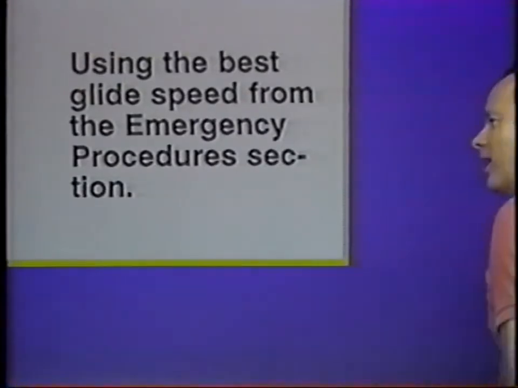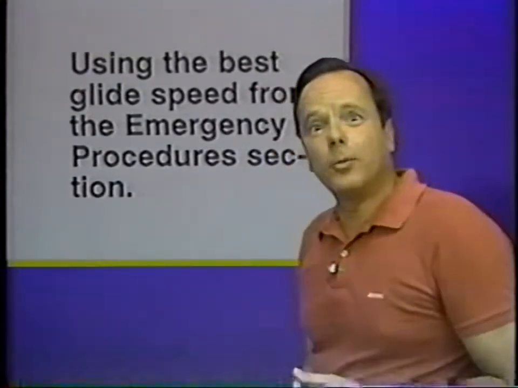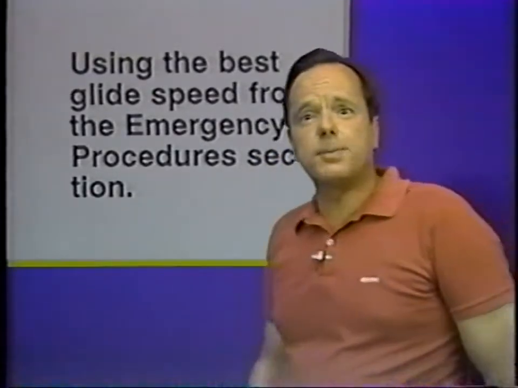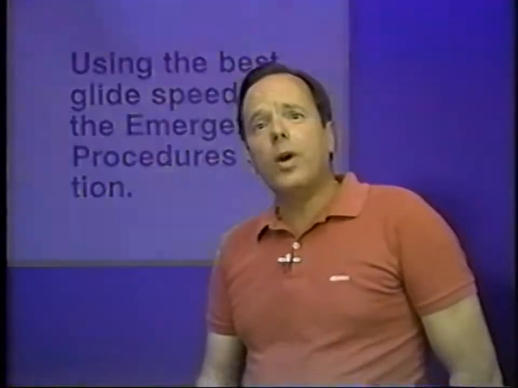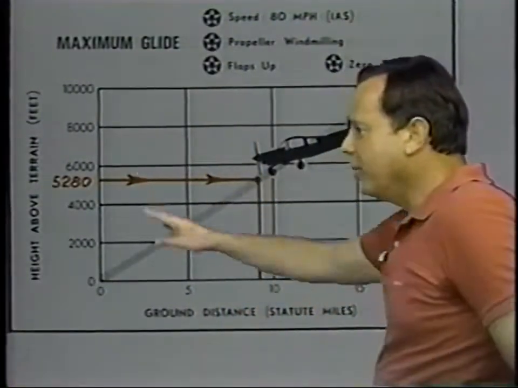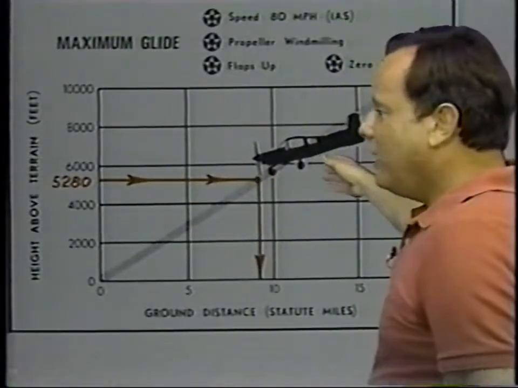Let's talk about a couple other things you're going to find in the pilot's operating handbook or the flight manual. One of them is the emergency procedures section, which will give you, for instance, the best glide speed. For a given weight and a given height above the terrain, it gives you all of that information. So let's take a look at this. Let's assume, in this particular airplane, that you're at an altitude of about 1 mile high, 5,280 feet, and you have the engine quit.